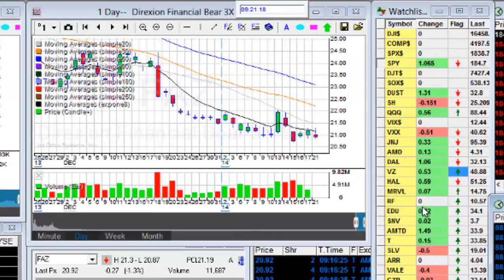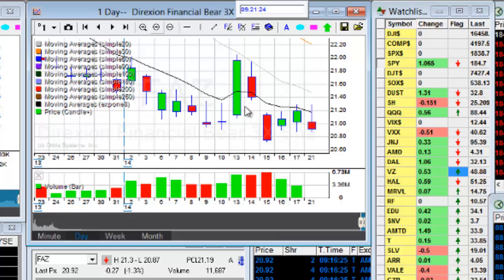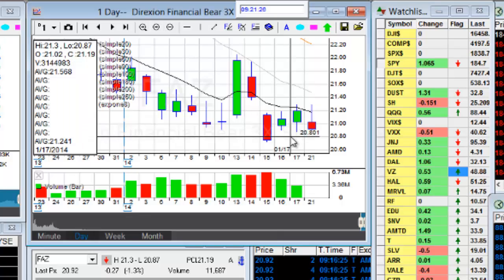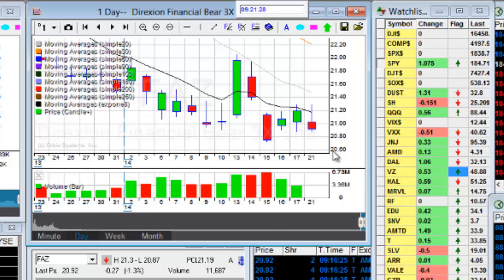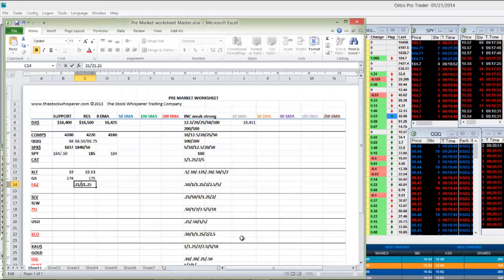And then support, 20.50. And let's see, 20.80 actually. There we go. See how I found that? The 20-cent increments. So I'm going to put 20.80.